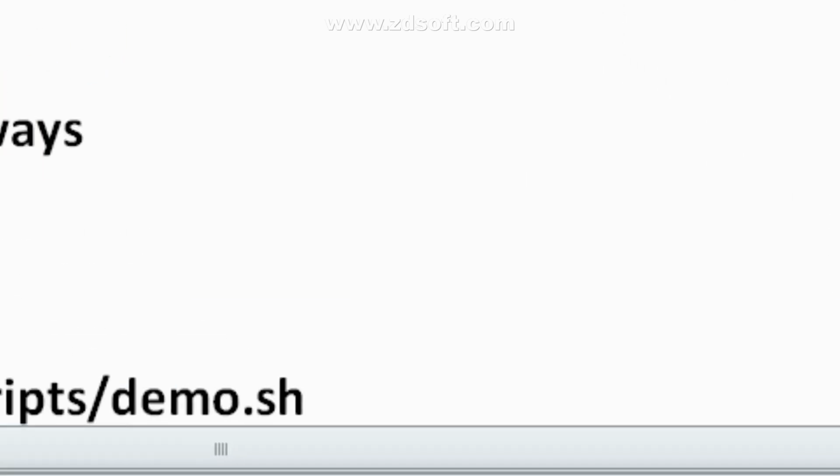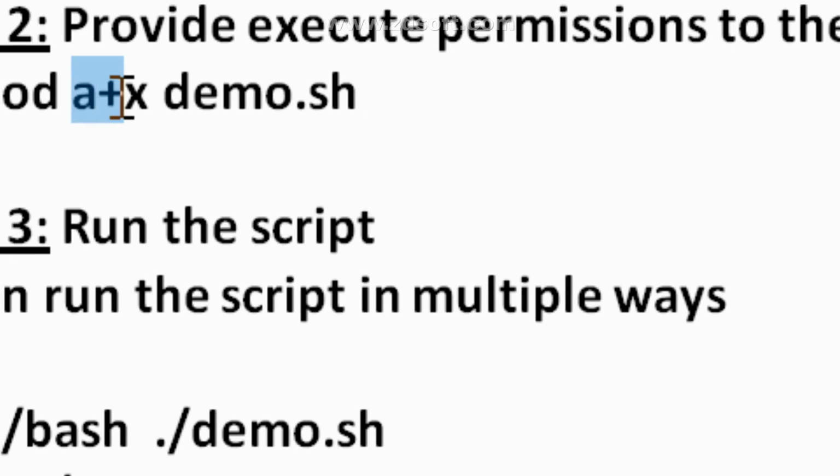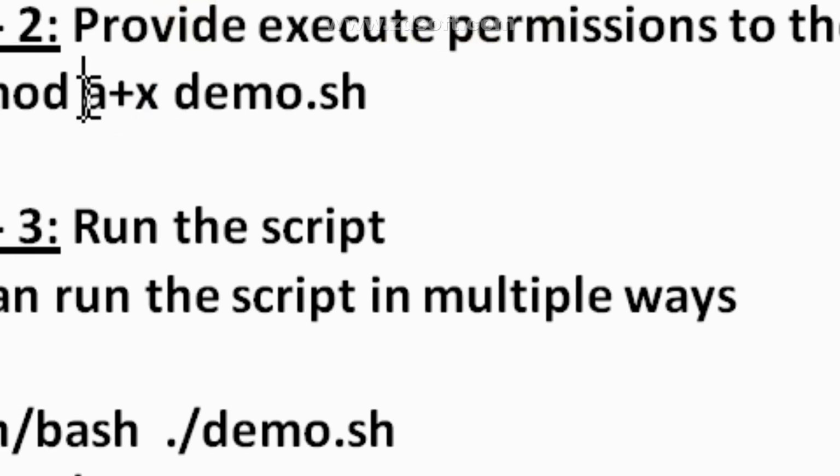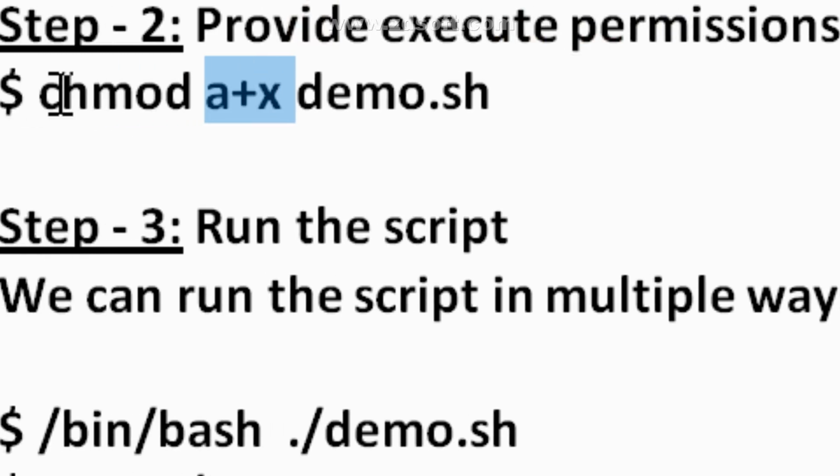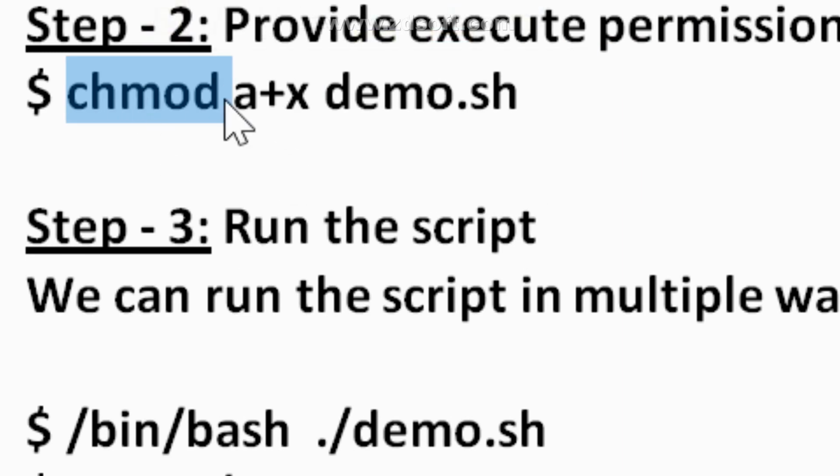But if you want to execute, just add execution permission using chmod, append execution permission, or we can add like this also. So what is this? User plus execute permission and file name demo.sh file. Now got it.